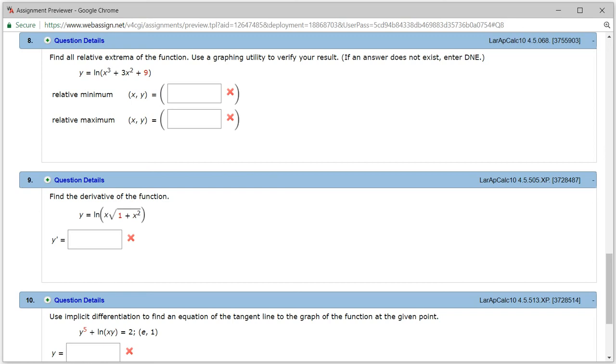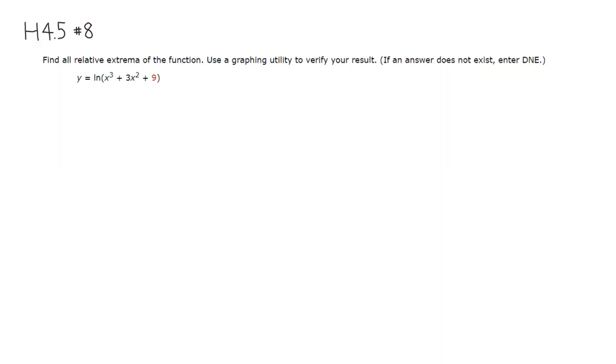Alright, let's look at homework 4.5, problem number 8. We want to find all relative extrema of this given function. So let's do that. Let's find the critical numbers. So we need the derivative.